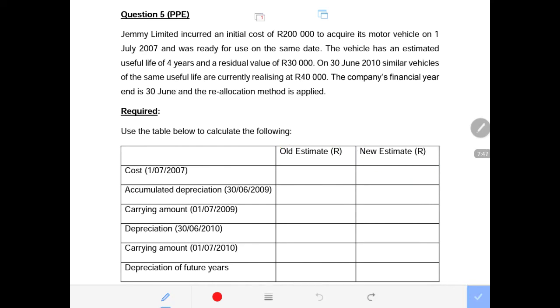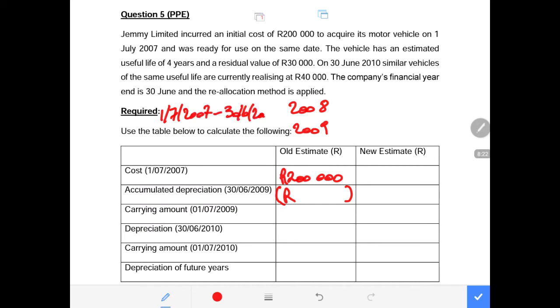a change in estimate. Now we say the cost on the 1st of July 2007, the cost of this asset is given to us as 200,000 rands. There were no other costs that needed to be capitalized that were not yet capitalized. So now we have nothing else to add but to calculate the depreciation for 2 years, which is the year 2008 and the year 2009. Remember, the year 2008 once again started on the 1st of July 2007. It ended 30 of June 2008. That is the 2008 accounting period.